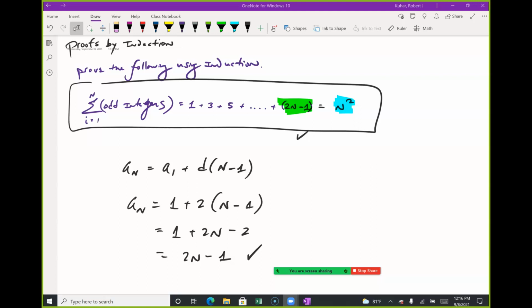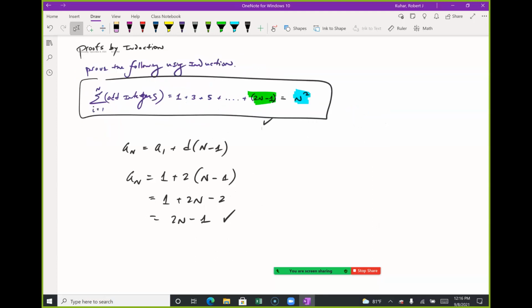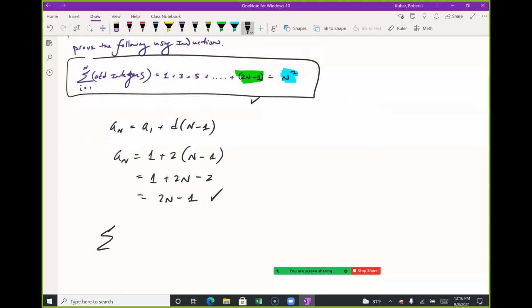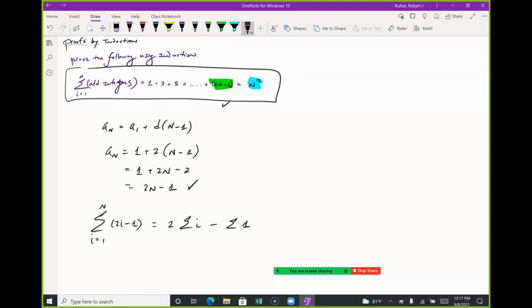How I come up with that n squared piece is quite interesting. Now that I know my nth term, I'm doing the sum from 1 to n of 2i minus 1. And I know that I can turn that, using my summation notation and those pieces that we looked at the first day, into 2 times the sum of i minus the sum of 1. And for each of those, I have a formula.